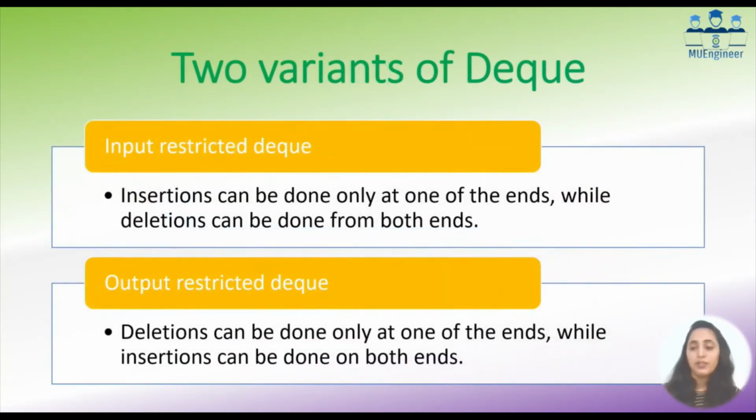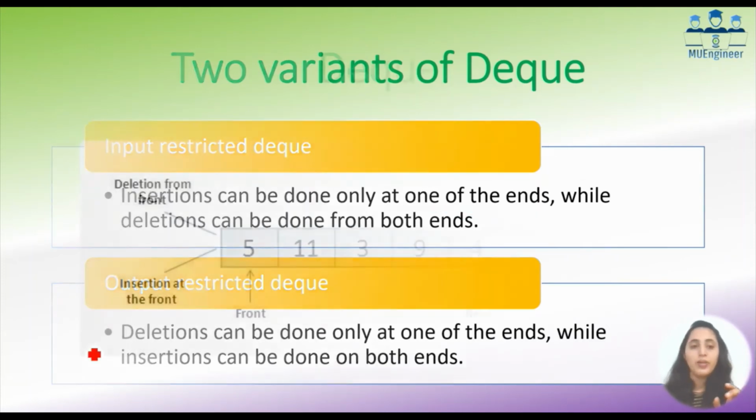Now there are different variants of DQ. When I say there is a double-ended queue, okay, there are two types. The first type is input restricted DQ, and the second type is output restricted DQ. What is input restricted DQ? Here insertions can be done only at one of the ends. Insert सिर्फ एक ही end पे होगा, लेकिन delete दोनों end पे हो सकता है.